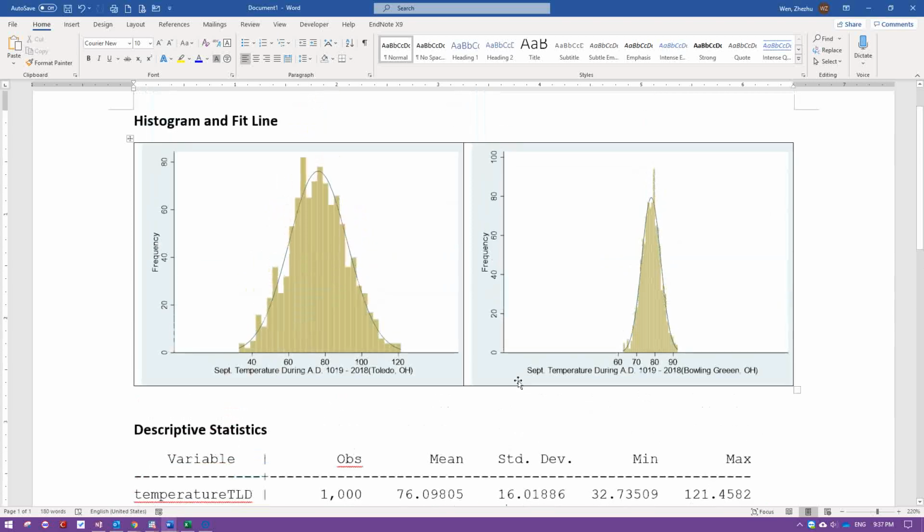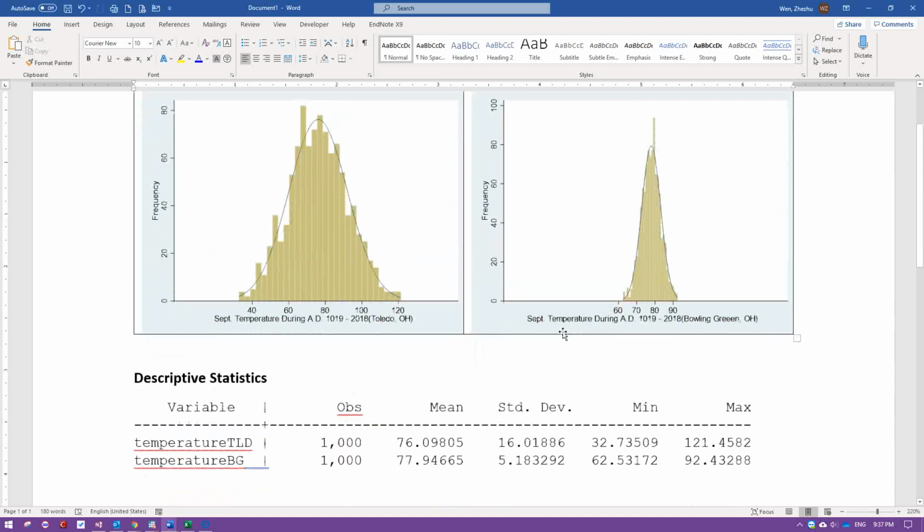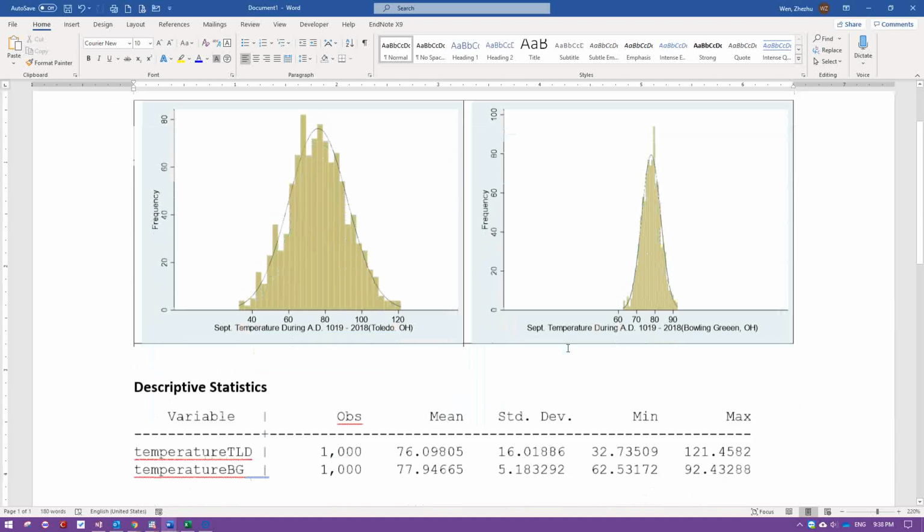Some of you may have noticed that this result is not exactly the same as the previous example. This is because I'm relying on a random-number-based simulation, so each time I open this up, it will give me a slightly different result. But the parameter setup I used is trying to make Toledo have 3 times the standard deviation compared to Bowling Green, so in general these are similar. Later I may provide you this data, and you can take a look at it yourself.